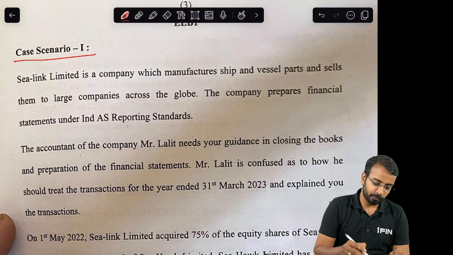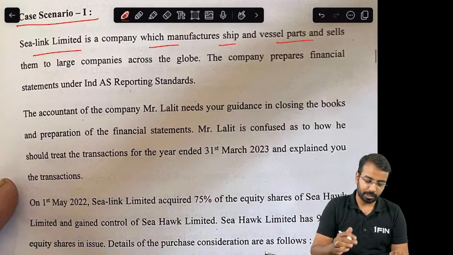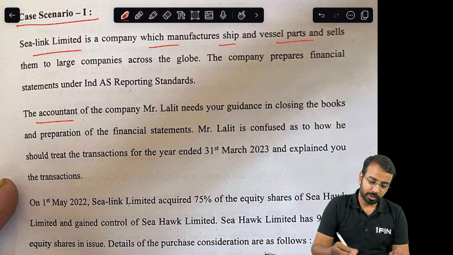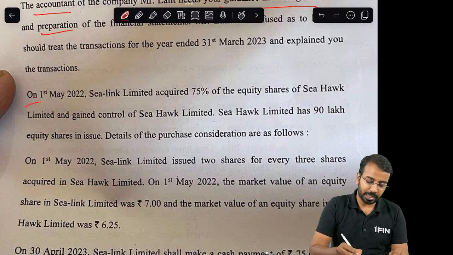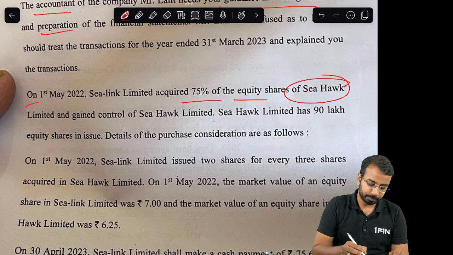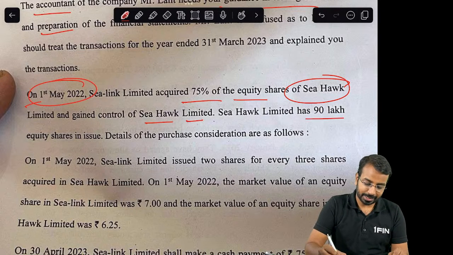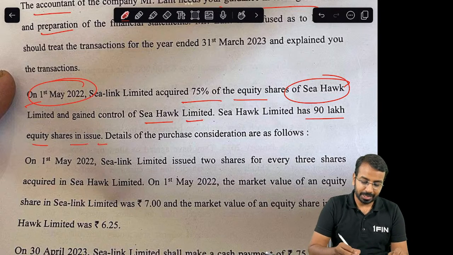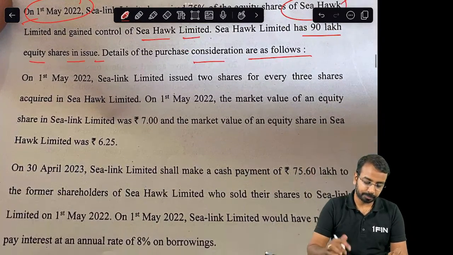So the first case scenario is about a company which manufactures ship and vessel parts. They're given about a company, and the accountant needs guidance in closing the books. So issues are given. On 1st May, they acquired 75% equity of Seahawk and gained control of Seahawk on 1st of May 22. Seahawk has 90 lakh equity shares in issue. Details of purchase consideration are as follows. So purchase consideration details are given.